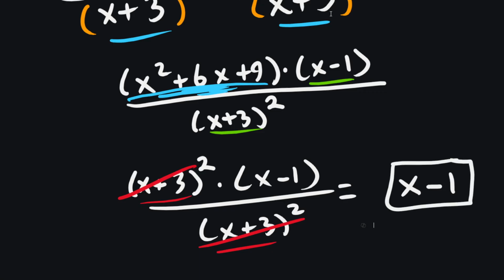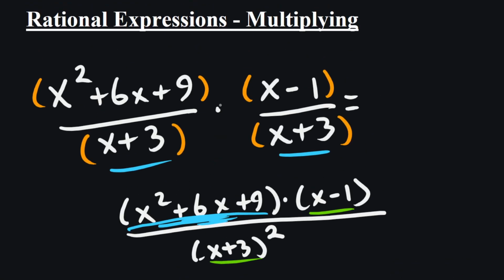So that's how you multiply two rational expressions. It's very similar to multiplying two fractions. You multiply both numerators together and both denominators together, and then you go ahead and simplify. You factor what trinomials you can so that you can simplify it even further.